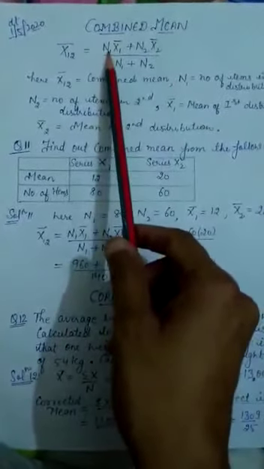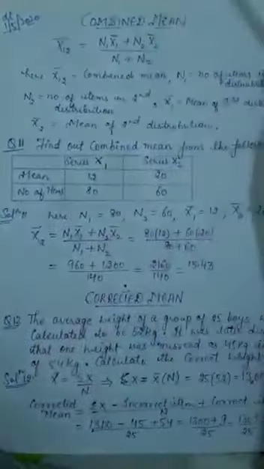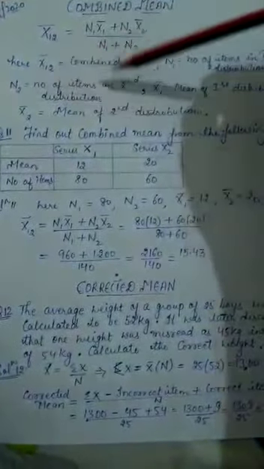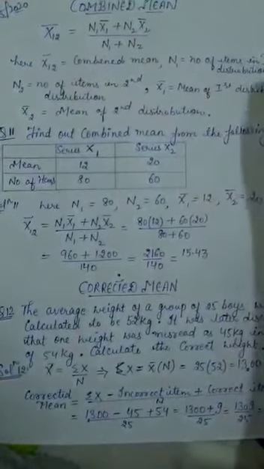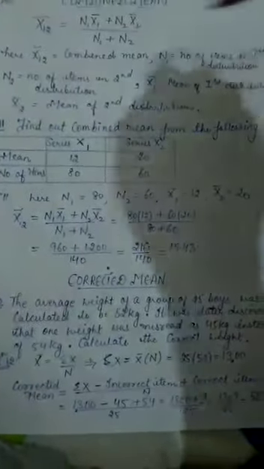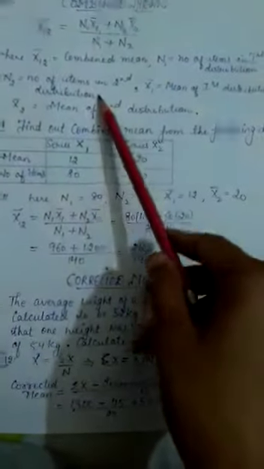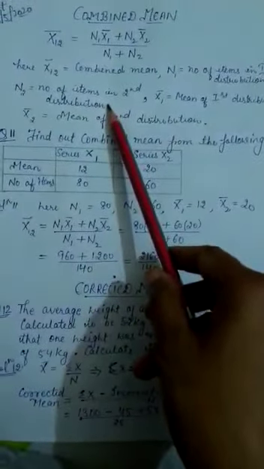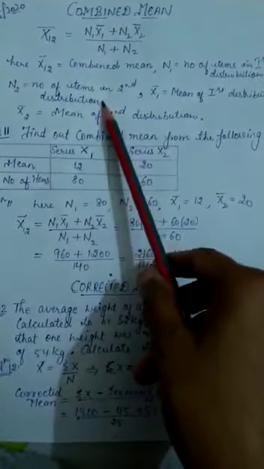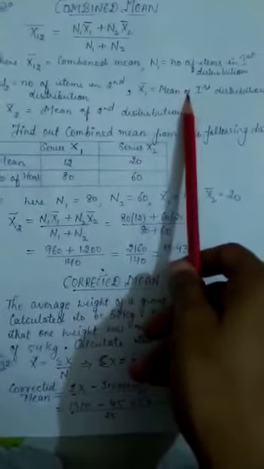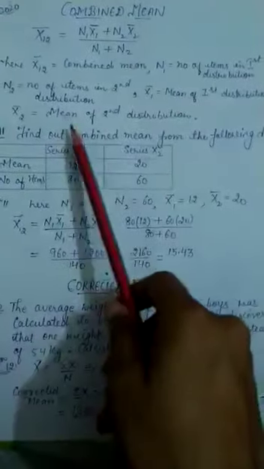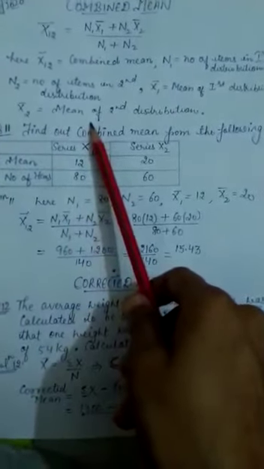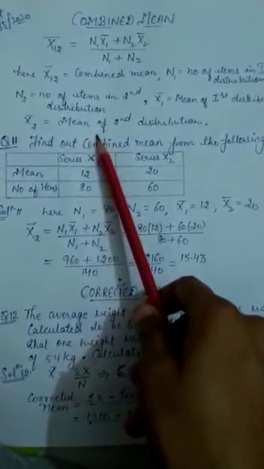Now what are n1 and n2 here? n1 is the number of items in the first distribution, first series, and n2 is the number of items in the second distribution or second series. x1 bar is the mean of the first distribution, x2 bar is the mean of the second distribution. Now how will we use this formula?